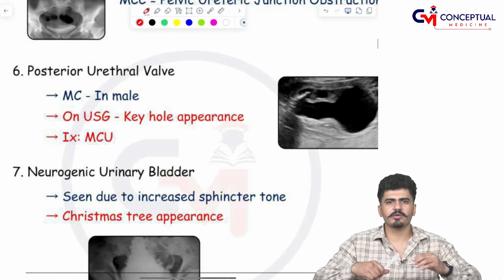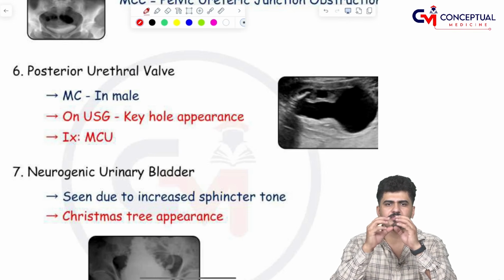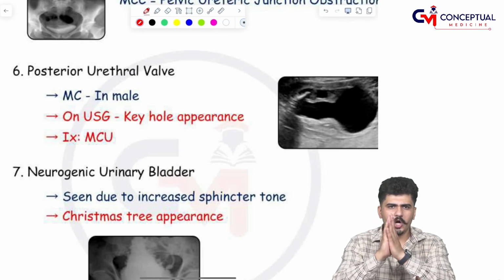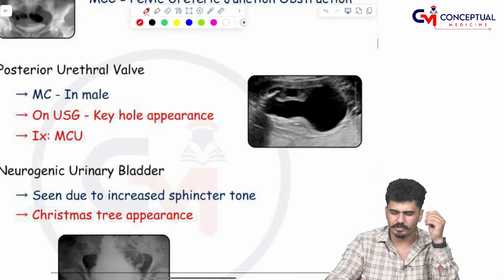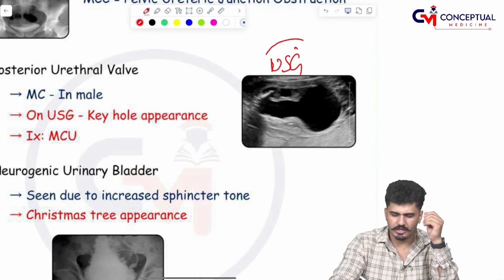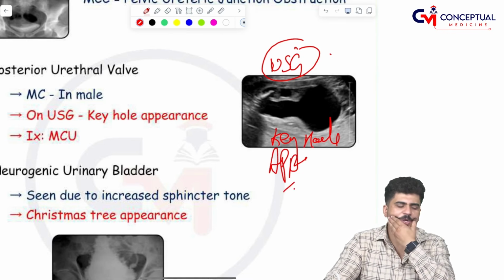Sir. Posterior urethral valve. Now your valve is obstructing your urethra. The male child will be having a complaint of obstruction of flow. On micturating cystourethrogram, sir, you are going to see there is an obstruction of the flow, and on ultrasound, this is USG examination. On USG examination, you are going to see the keyhole appearance. You are going to see what sir? Keyhole appearance.